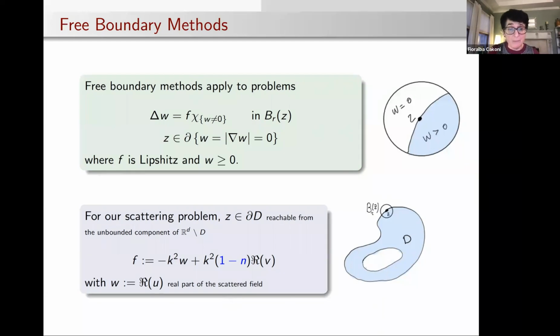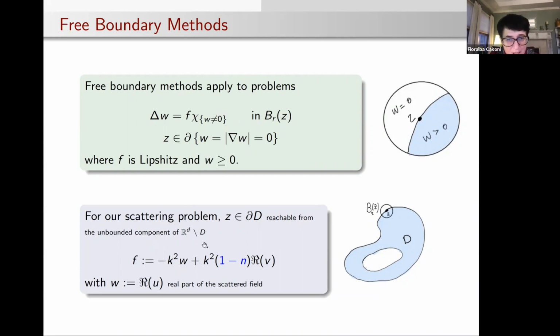In fact, it is a free boundary problem because if you look locally at a point on the boundary, basically you have some configuration like this, which is a classical free boundary formulation. So you have the Laplacian of W equal to some source, and the source is non-zero and compactly supported. And the free boundary is a point where both W and its gradient are equal to zero. Typically the free boundary requires some positivity condition on W. And this is the issue that needs to be analyzed for our problem, because for our problem, W is a solution to the Helmholtz equation and oscillates, right? So it doesn't have one sign.